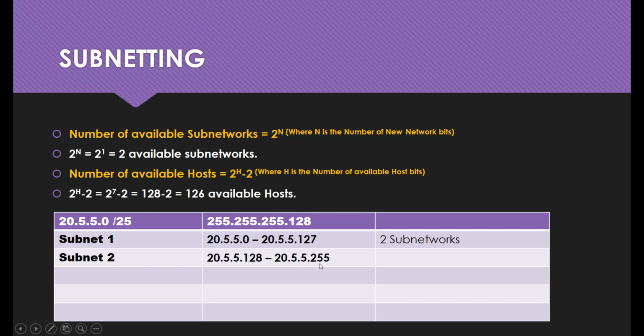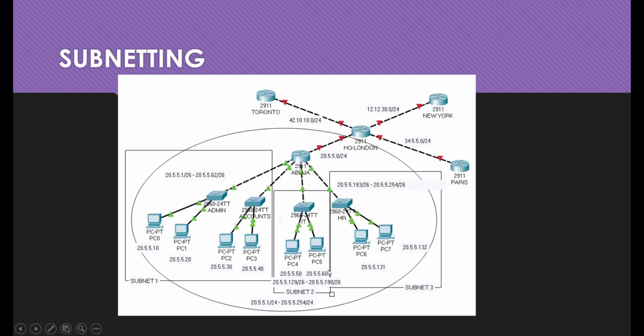So let's take a look at another one. Now, assuming we also need to separate the IT department from every other department along with the HR, it means that we should have at least 3 subnetworks. So in this case, we were able to get 3 subnetworks, as you can see here: network 1, subnetwork 2, and subnetwork 3.